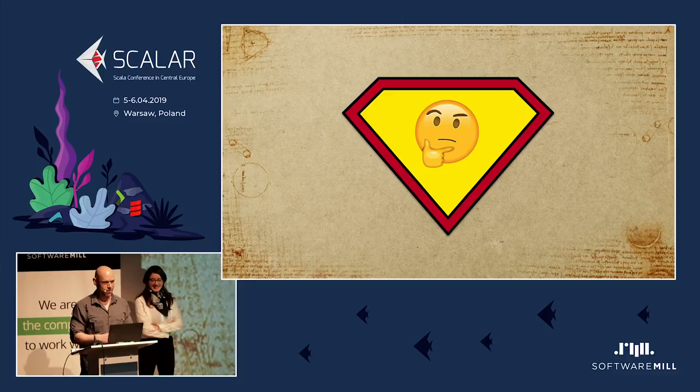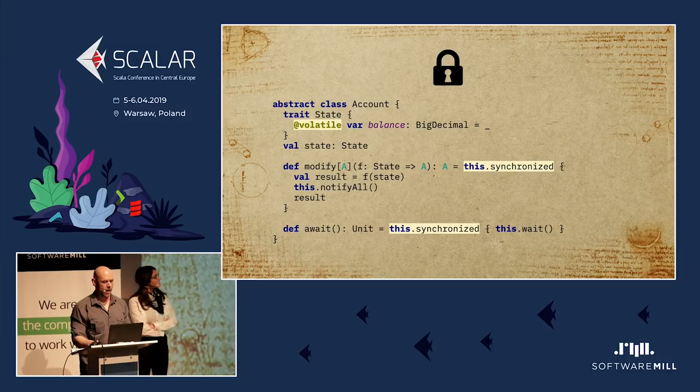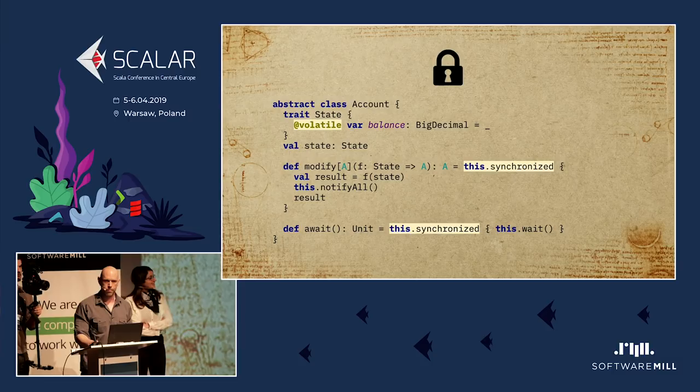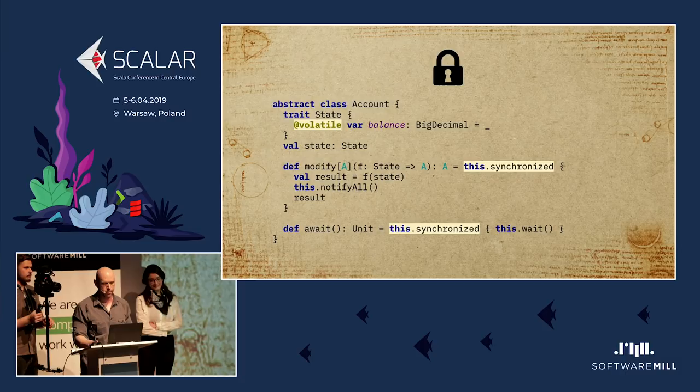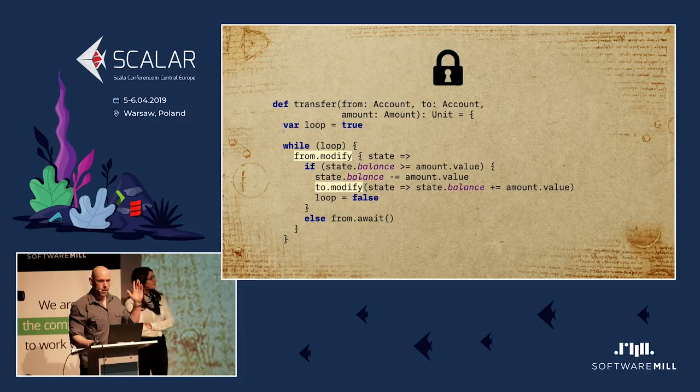To solve this problem using locks, we create a lock for the account, and we make sure that you can't modify the balance of an account without having that lock. We also are very careful to change the balance to make sure it's volatile, to ensure that it won't be cached in every core, but that every access will go to main memory. And then to implement the transfer function, we simply acquire a lock on the from account and acquire a lock on the to account, and then we perform the transaction. Problem solved, right?